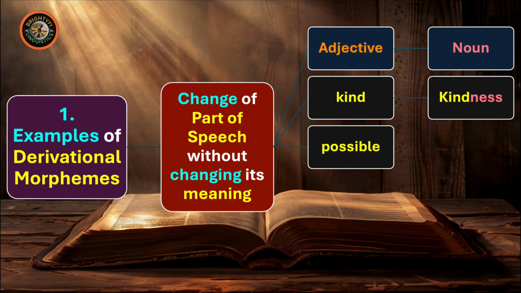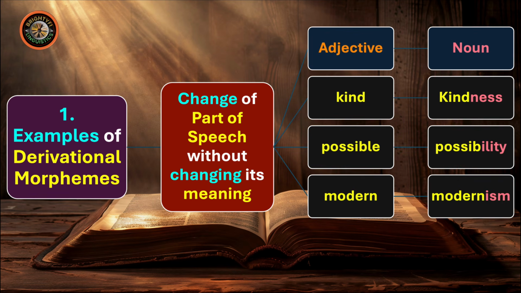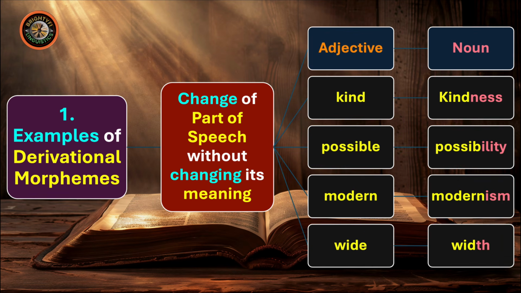Likewise, we have examples. Possible. We have the noun possibility. We have modern. We have modernism. We have the word wide, and then we have the word width. So ness in kindness, ility in possibility, ism in modernism, th in width, they are all examples of derivational morphemes. And the first definition of derivational morpheme is that it does not change the meaning. It just changes the form of the word. It just changes the part of speech of the word from adjective to noun.